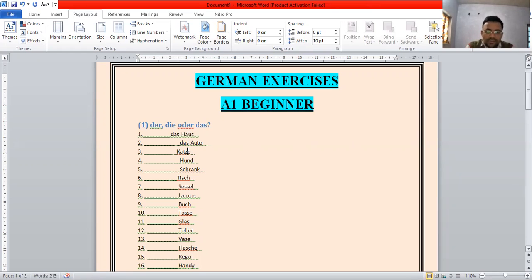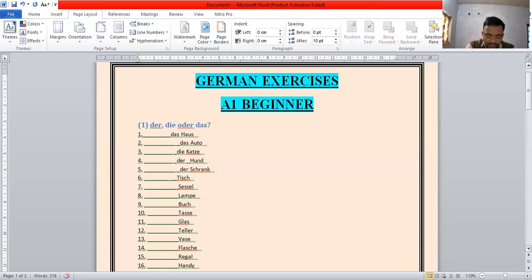Next one is Katze, sometimes pronounced Kätze. Katze means cat, and here we will use die, die Katze means the cat. Next one is Hund. Hund means a dog, and with Hund we use der, der Hund, the dog. Next is Schrank. Schrank means cabinet, and we use der again, der Schrank, the cabinet.